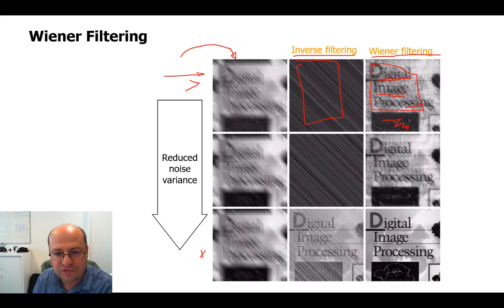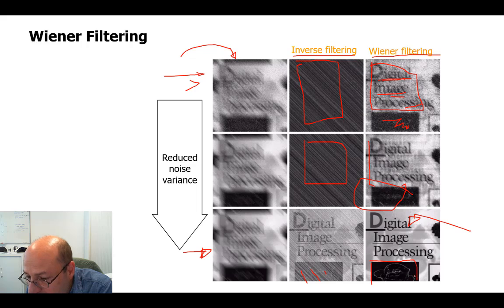Now with reduced noise variance, with inverse filtering I still can't see, and now I can start to figure out Master Yoda here, and I can definitely read digital image processing. With very reduced noise variance, in this case, inverse filtering is good, but there is still some noise here. And now with Wiener filtering, this is a good image, and I can see, oh, how foolish I was. That was Master Yoda. There was a flower here, a rose.